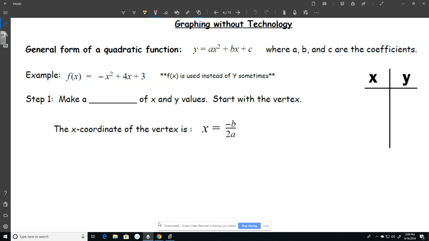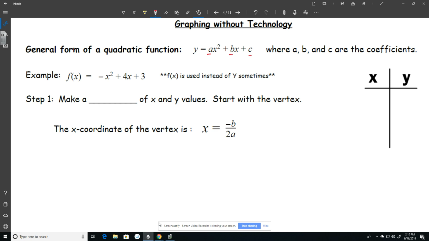Okay, next thing that we need to talk about is what happens if we don't have technology? What if I have to graph without my fancy calculator? So the general form of a quadratic function is y equals some number times x squared plus some number times x plus some number: an a, a b, and a c. Those are coefficients. The x squared, the x, and the no x's right here don't change.